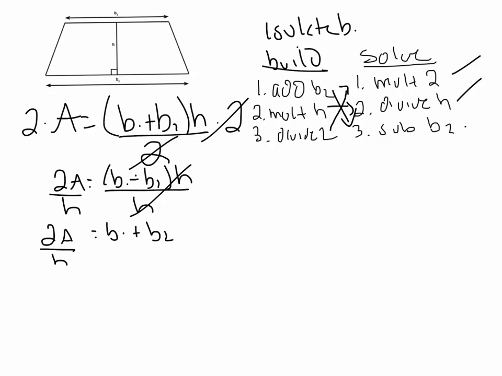And lastly, I'm going to subtract base 2 from both sides. So I have minus base 2 on the right and minus base 2 on the left. The base 2's on the right cancel out, and there's no subtraction I can actually do. I'm just basically moving that base 2 from the right side to the left side using subtraction. So on the right side, I'm left with base 1 equals 2 times the area divided by the height minus base 2. And that's our new literal equation after isolating base 1.